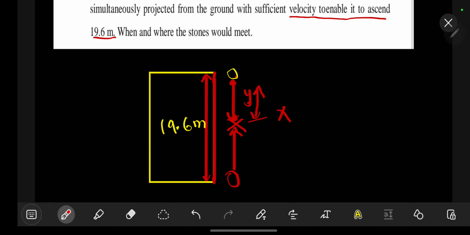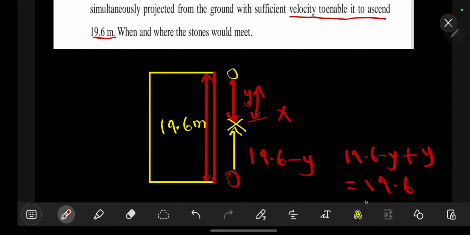Now if this is our Y, it means the remaining distance from this point to the point X will be equal to 19.6 minus Y, because if the total distance is 19.6, the other distance will be 19.6 minus Y. You can verify this by adding 19.6 minus Y with Y, and it will give you your total distance, which is just equal to 19.6. So using this, we have found our displacement already.